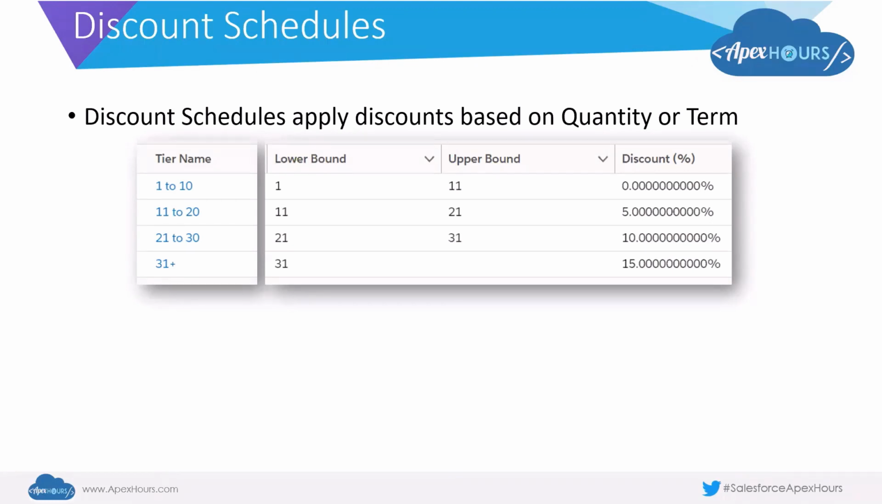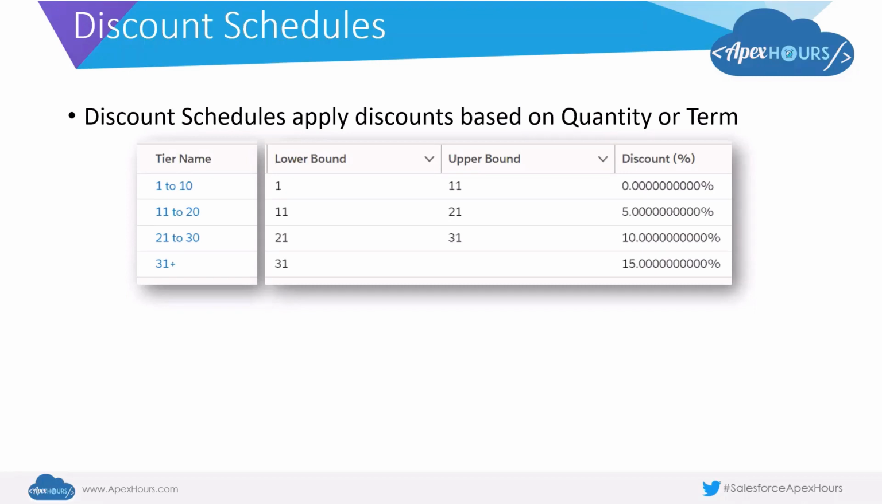The key thing to note here is that the upper bound is exclusive. So for a tier from 1 to 10, we would go from lower bound as 1 and upper bound as 11. The lower bound being inclusive, we can keep it as it is. So in this example, we've defined 4 tiers: 1 to 10, 11 to 20, 21 to 30, and then 31 or above. In each case, we've set the upper bound to match the lower bound of the next tier. And in the last tier, we have kept it open-ended. So for any quantity or term which exceeds 31, this particular discount will be applied.